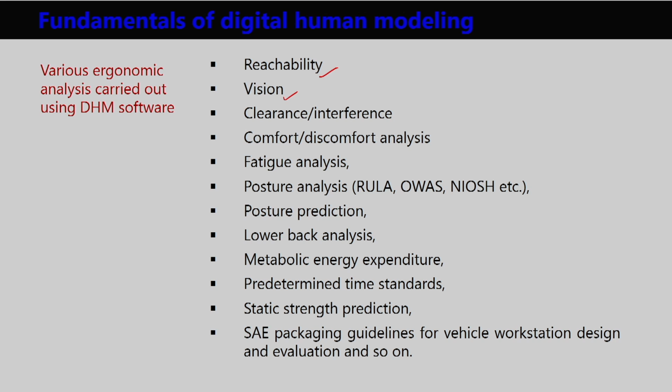If we define the position of the foot pedals, the steering wheel and the seat, we can also predict the driver's posture accordingly. Then lower back analysis or spinal load analysis, for L4-L5 spinal compression force or shear force, we can also measure with this type of digital human modeling simulation. Then we can also calculate metabolic energy expenditure, predetermined time standards, and static strength prediction, and particularly for the automotive industry, the Society of Automotive Engineers packaging guidelines for vehicle workstation design and evaluation.